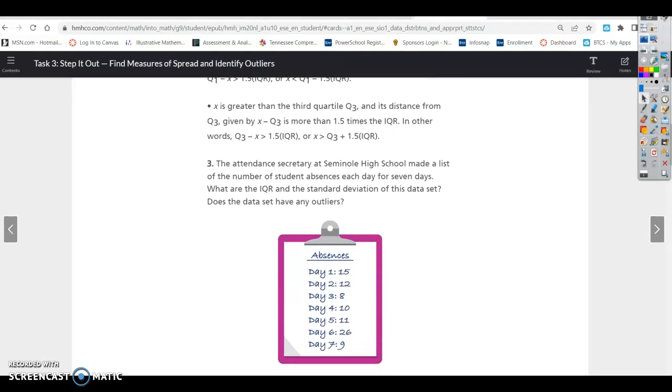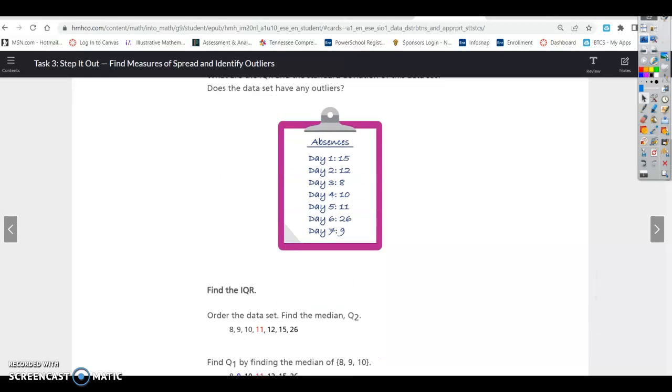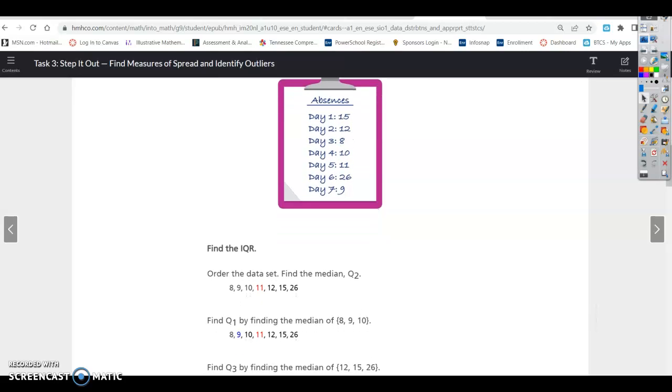All right, so it says the attendance secretary at Seminole High School made a list of the number of student absences each day for 7 days. What are the interquartile range and the standard deviation of this data set? Does the data set have any outliers? It gives you the number of absences: 15, 12, 8, 10, 11, 26, and 9.